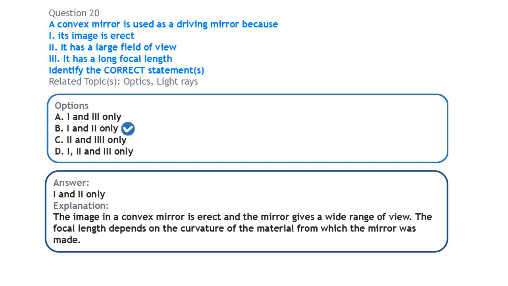So I is correct that the image is erect. Okay, it is virtual as well. Also that it has a large field of view, that is it covers a wide range of view. So I and II are the correct options.